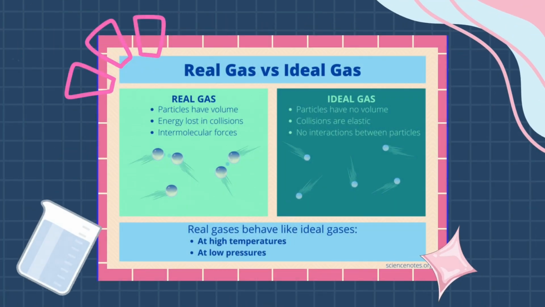Deviation from ideal gas behavior. Deviation from ideal gas behavior happens at two conditions, high pressure and low temperature. At these conditions, the gas behaves as a real gas rather than an ideal gas. Under these conditions, the two basic assumptions, that gas molecules have negligible volume and that intermolecular interactions are negligible, no longer hold.